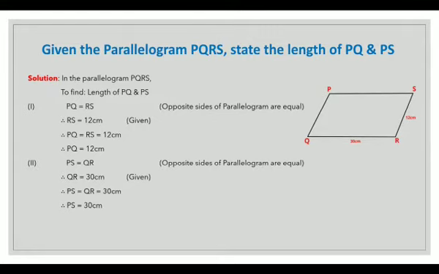Let's solve one sum based on these properties. Given the parallelogram PQRS, state the length of PQ and PS. We have given the length of QR equals 30 cm and the length of RS equals 12 cm. Solution: in the parallelogram PQRS, we need to find the length of PQ and PS.